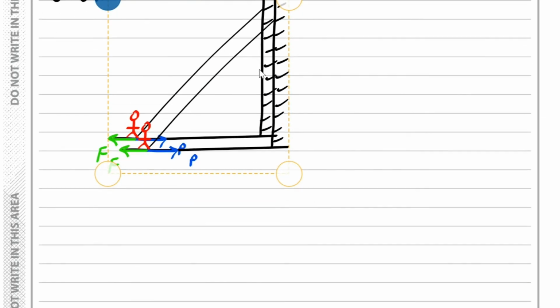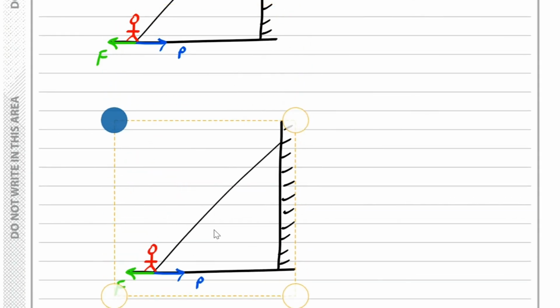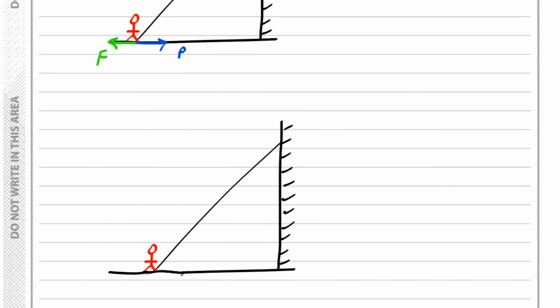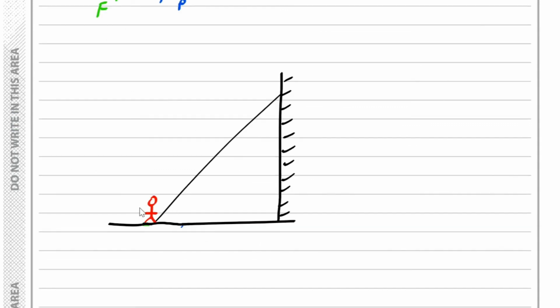if we copy and paste this, we could have a situation whereby we've got our assistant at the bottom over here, where the assistant is putting so much force in that the ladder ends up like this. So the ladder is moving in towards the left, and in that case friction would act this way instead.